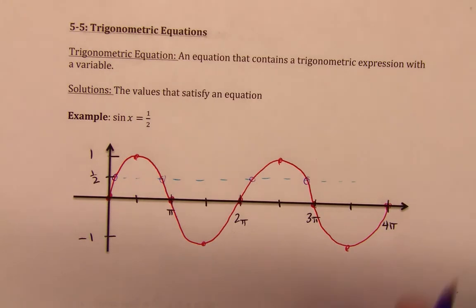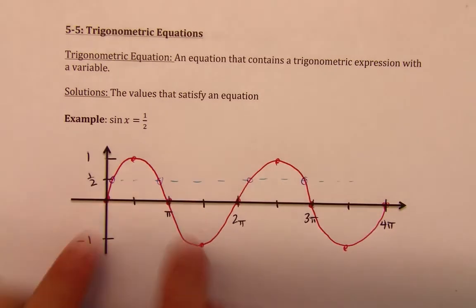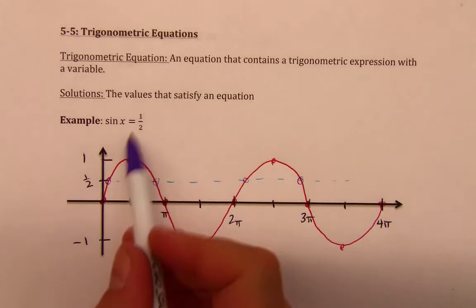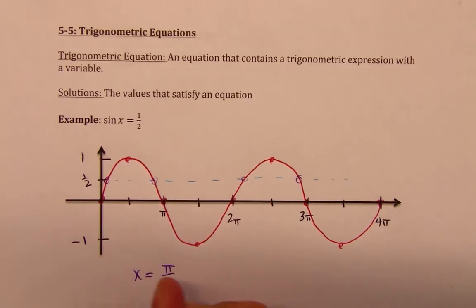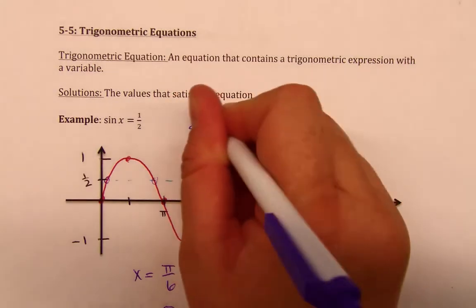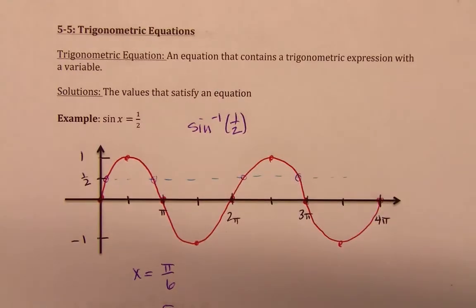So what we can do is just look at one period and see where it equals 1/2. And it equals 1/2 at these 2 points: x equals pi over 6 and 5 pi over 6. Okay, so it's kind of like asking inverse sine of 1/2, but the whole period, not just the restricted domain.